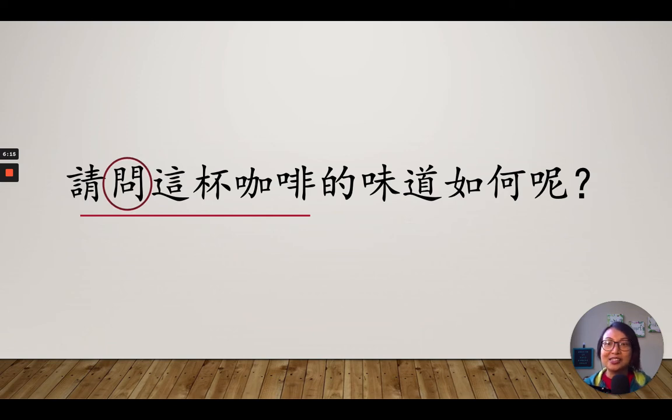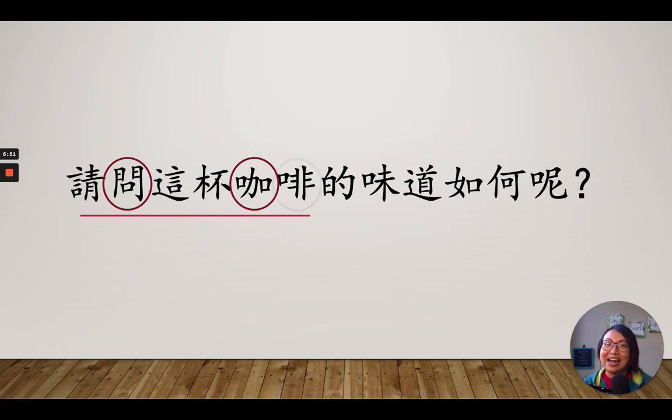The first one is the word 問. Surprisingly, the 門 at the top is not the radical. It's actually the 口. I guess it makes sense, right? Because when we are asking something, we use our mouth. So this is the radical for this word. But even when we have the 口 right here, that is not the radical. And if you remember, for this word, 口 is not the radical either.